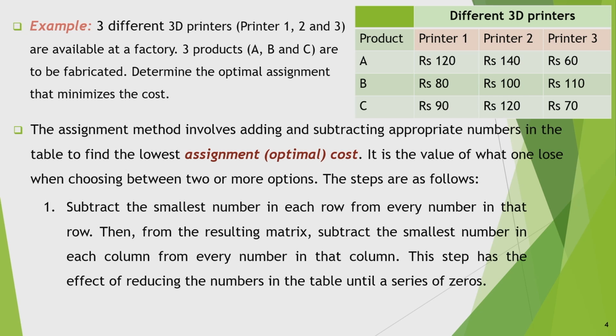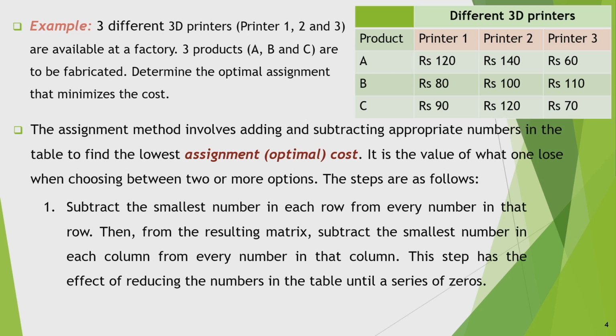So the assignment method involves adding and subtracting appropriate numbers in the table to find the lowest assignment or optimal cost. It is the value of what one loses when choosing between 2 or more options. So this is a method. This type of method is called the Hungarian method. This method has been devised and is popular by the name of Hungarian method.